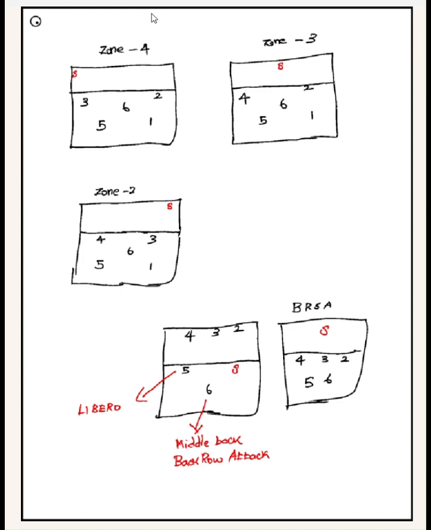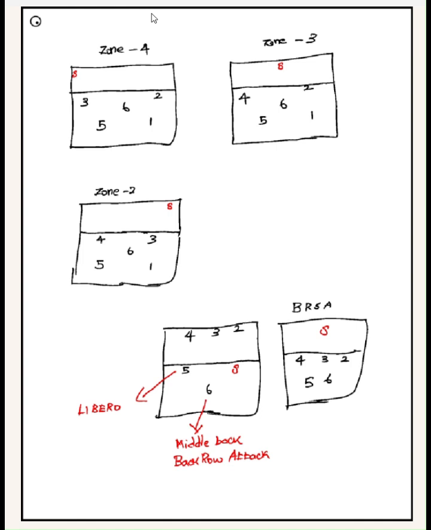If we want to do a back row attack, you should be more agile. You need to make sure you are collecting the drops effectively. Basically, this person, number 6, has two responsibilities. He has to act as a middle back and as a back row attacker. This is true when the setter is in the back row.